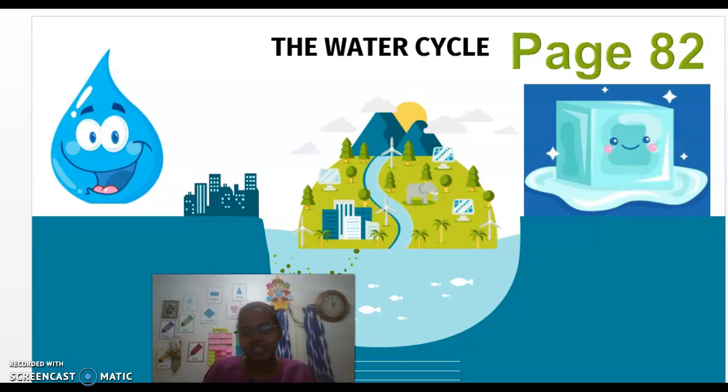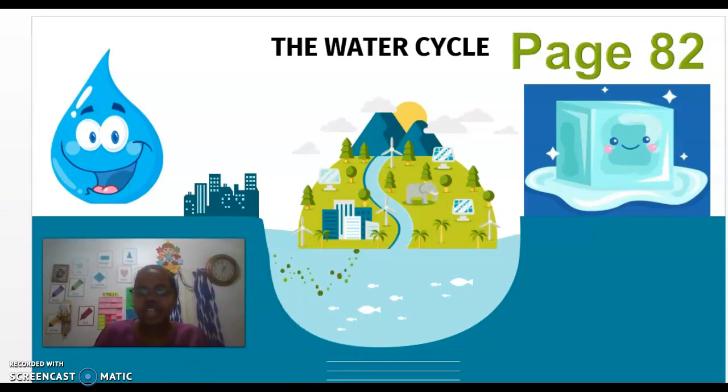Water cycle. Very good. So today we're going to learn about the cycle of the water and how the water changes. What is the process that the water follows in order to change? So, go to page 82 of your science book. Here you have this illustration, and that's about what we're going to learn today. First, we're going to watch a video with that information.